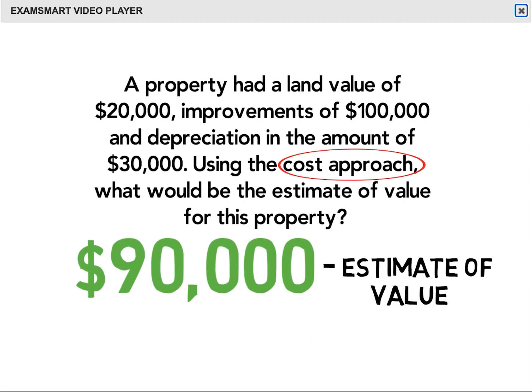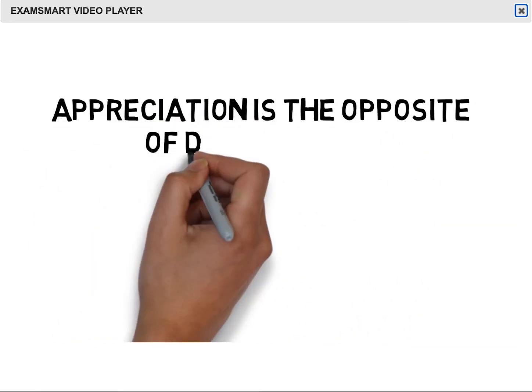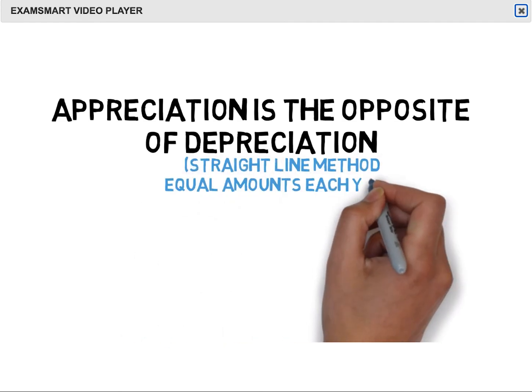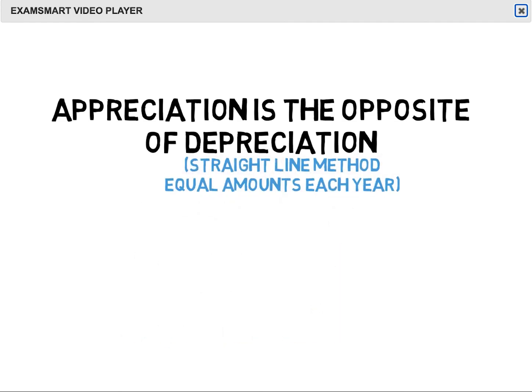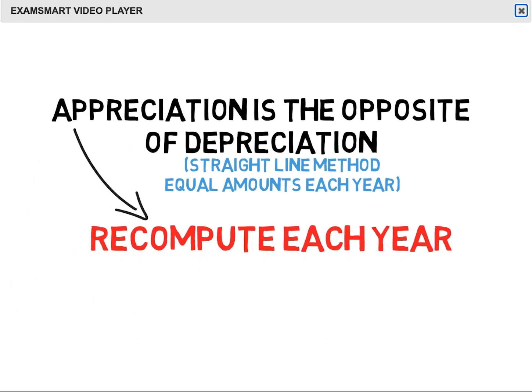A problem might say that a property was purchased for $130,000, assuming an appreciation rate of 6%, which means the property is going up in value each year by 6%. What would be the value for this property after 3 years? Appreciation is just the opposite from depreciation. With depreciation, we always use straight line method depreciation, equal amounts each year. With appreciation, we have to recompute each year how much the property goes up in value.